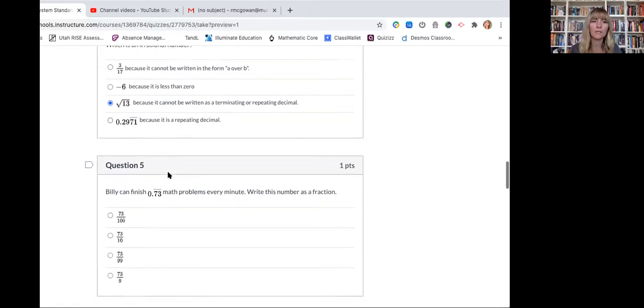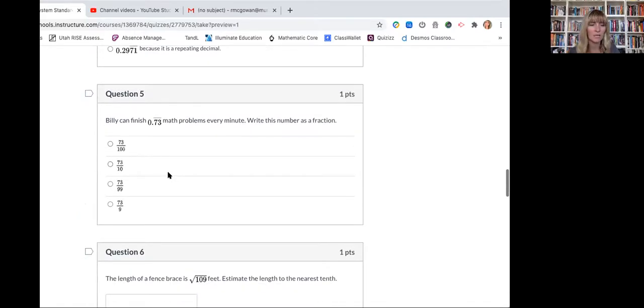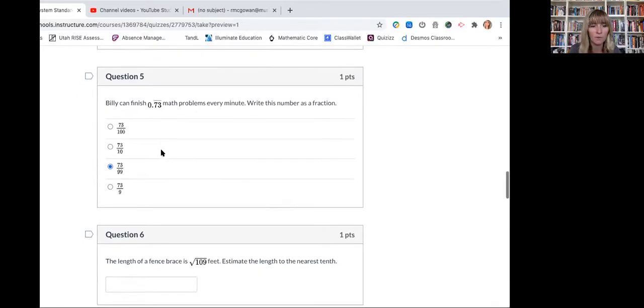Okay, question 5. Billy can finish 0.73 math problems every minute. Write this number as a fraction. It's not 0.73, it's actually 0.73 repeating. So you're going to use your rule of 9s and make it 73 over 99 instead of 73 over 100. Question 6, most of you did pretty well on that converting one.